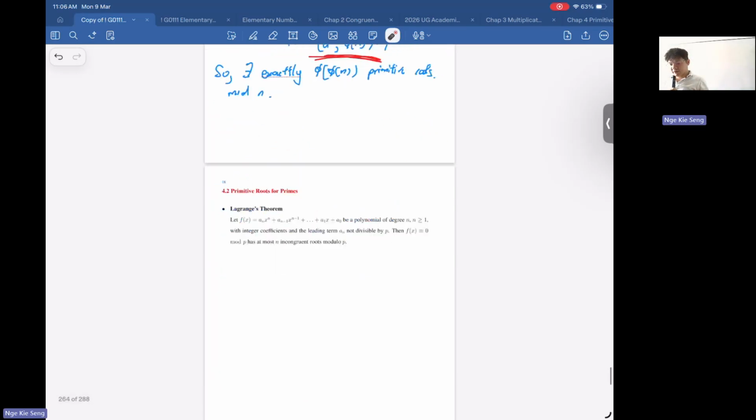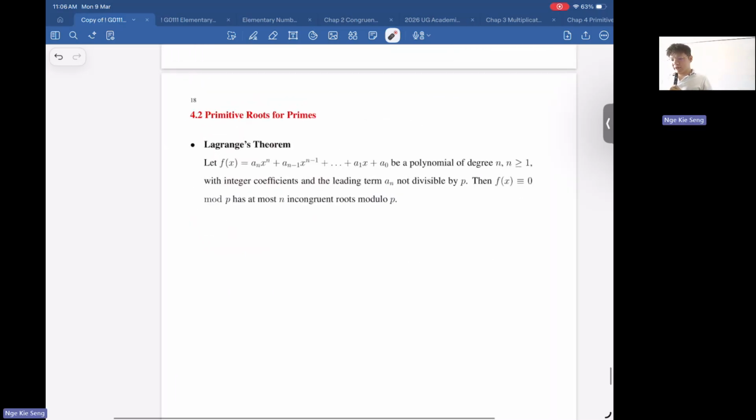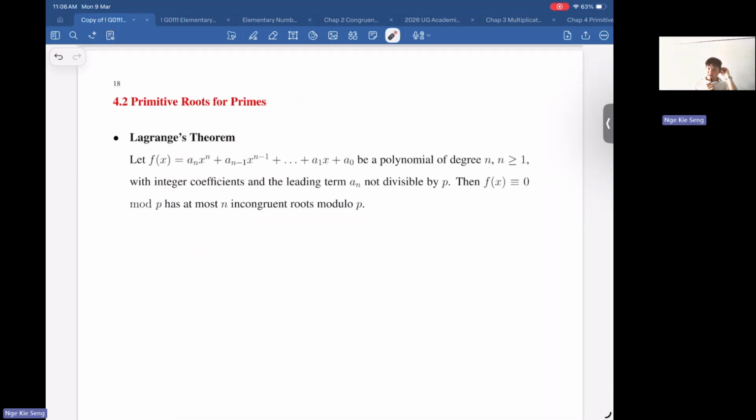Okay, let's continue. Next part of the course, for this chapter, we'll be dealing with which integers have a primitive root. We haven't shown you any number that doesn't have a primitive root, right? But it's not on my head either, so let's not give you an example now. Maybe I can show you next time.